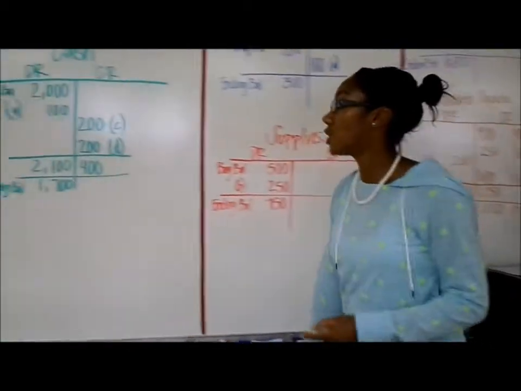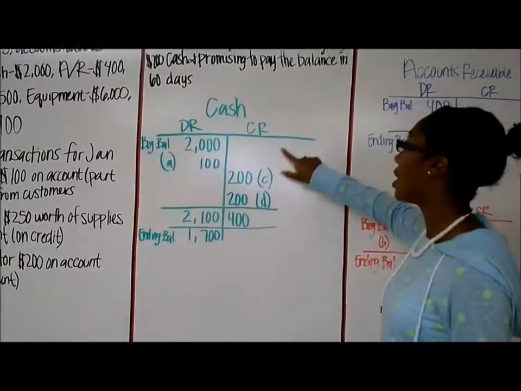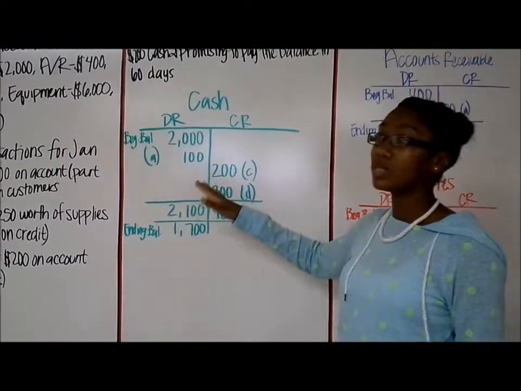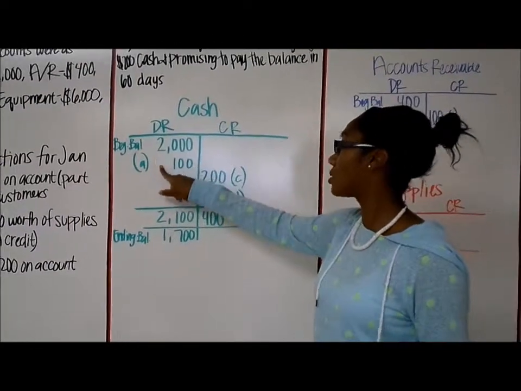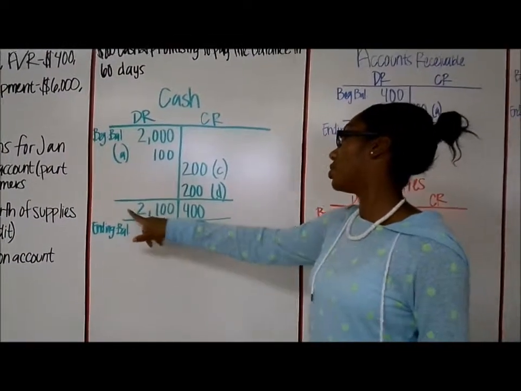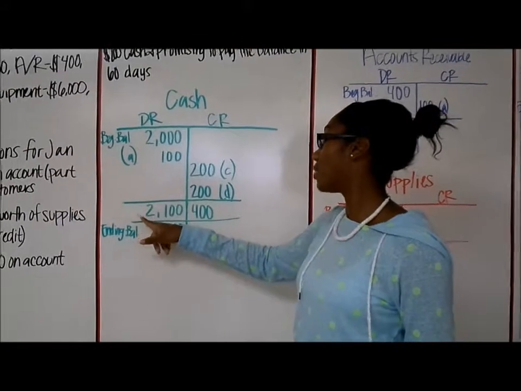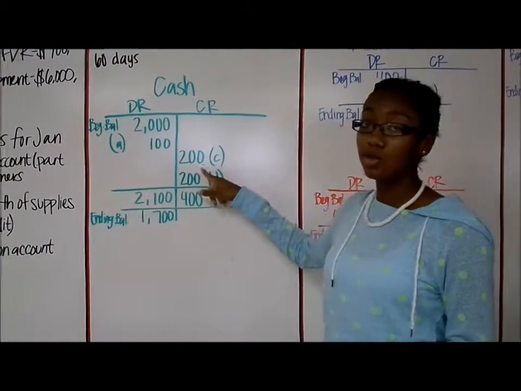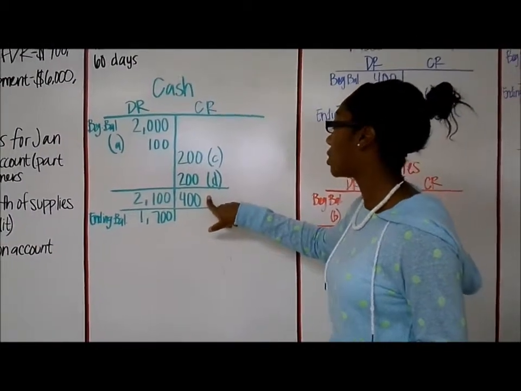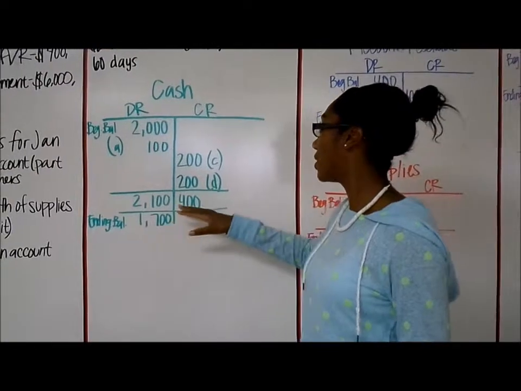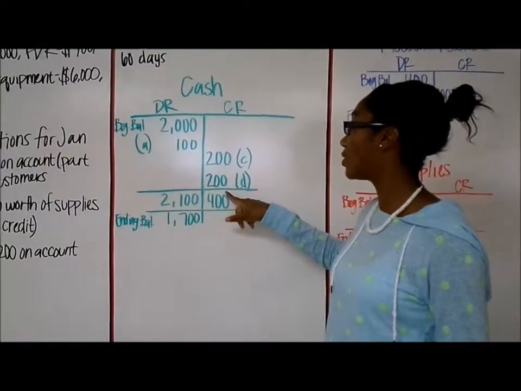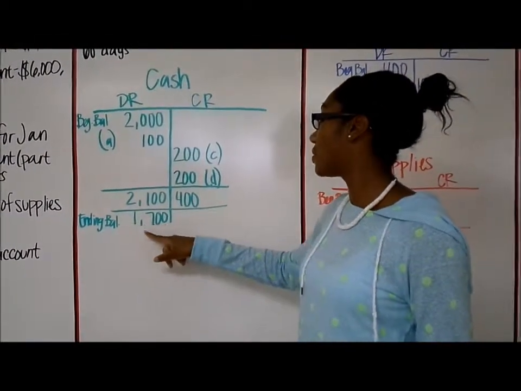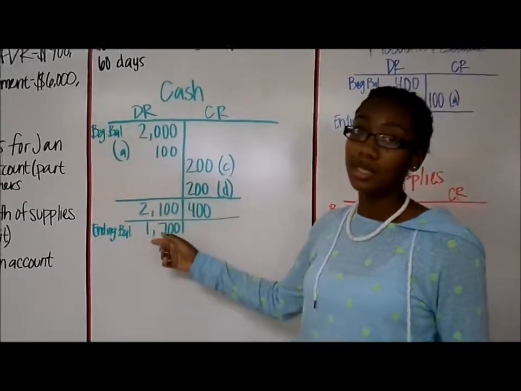After doing all the transactions, you would add the transactions for your T accounts on both sides. So for cash, you would add the $2,000 plus the $100. That gives you a total on the debit side of $2,100. And you add what you have on your credit side, which is $200 plus $200, which is $400. So then you would subtract $400 from $2,100, and that would give you an ending balance of $1,700, and that would be on the debit side of the T account.